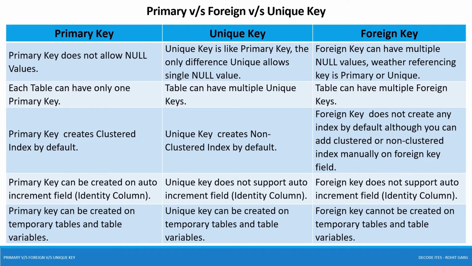Let's go through the differences between primary key, foreign key, and unique key one by one. Primary key does not allow null values, whereas unique key is like primary key. The only difference between unique key and primary key is that it allows a single null value. Foreign key can have multiple null values, whether the referencing key is a primary key or a unique key.